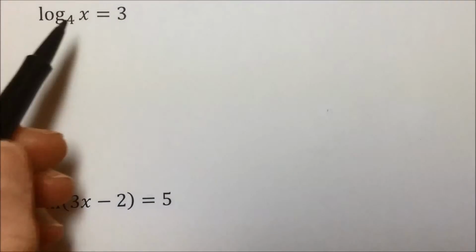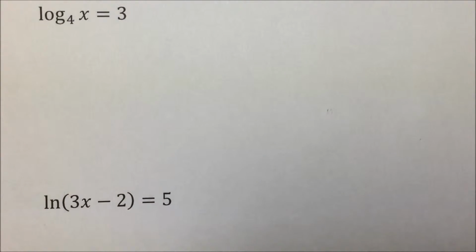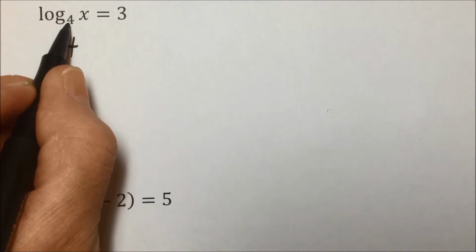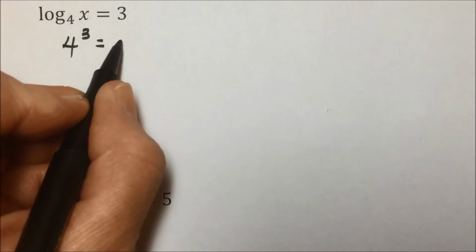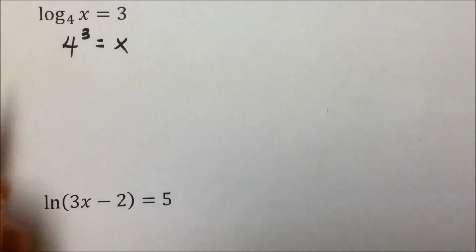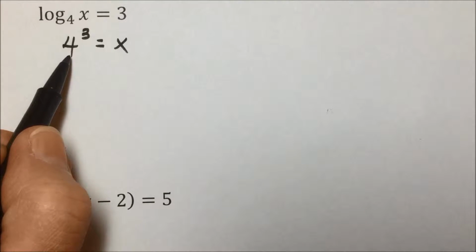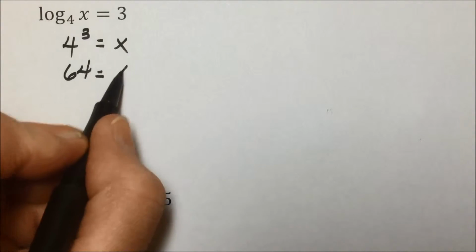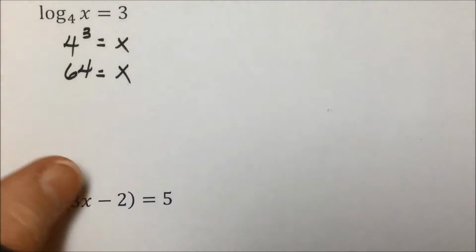So here they're asking us to solve this equation. It's logarithmic. Translate it into an equivalent exponential. It would be the base raised to the third power is equal to x. We're virtually done, other than simplifying 4 to the third power, 4 times 4 times 4. Our solution would be x is equal to 64.